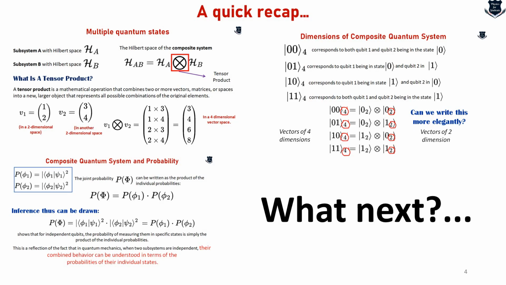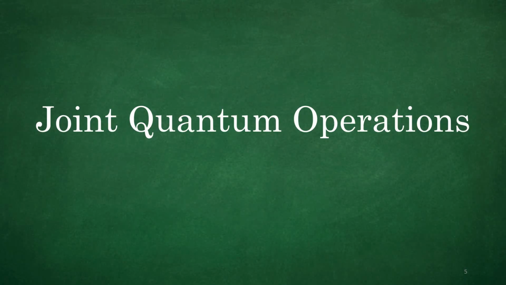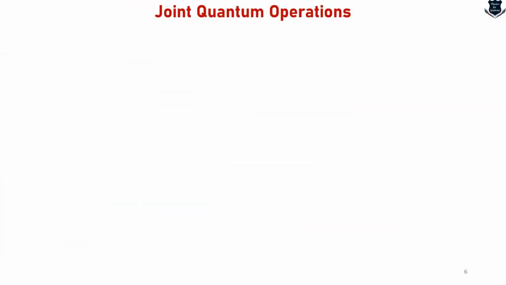We actually started and gave a little hint in the earlier lesson. So what next? First we start with what are called joint quantum operations. But before we go ahead into the mathematics of joint quantum operations, we are going to recap a little bit on the earlier simple parts so that the understanding is better.